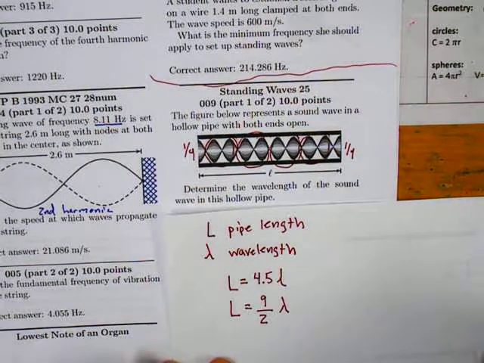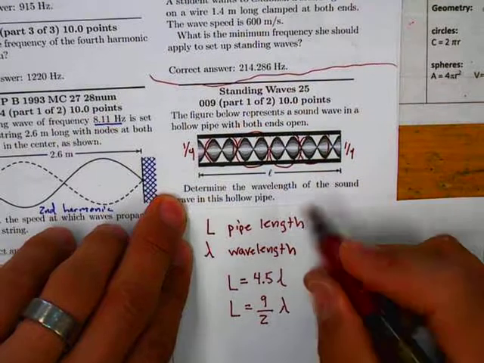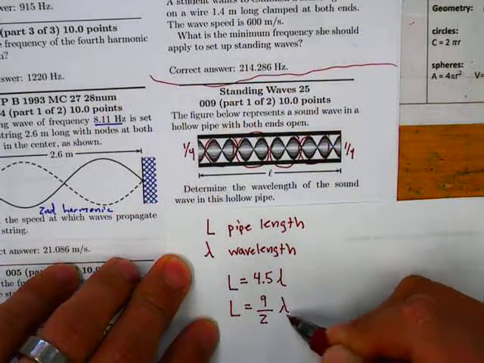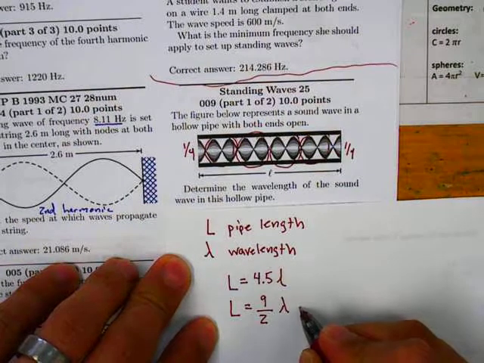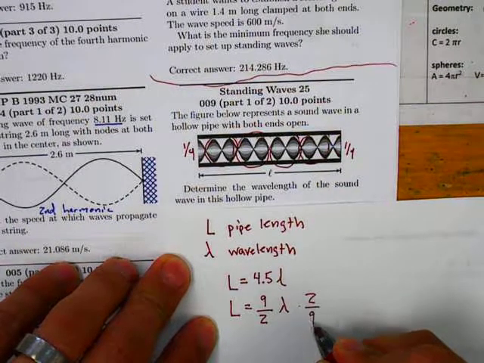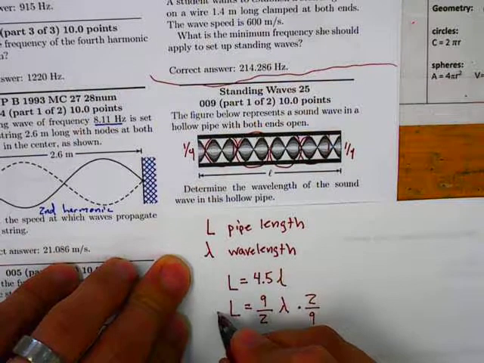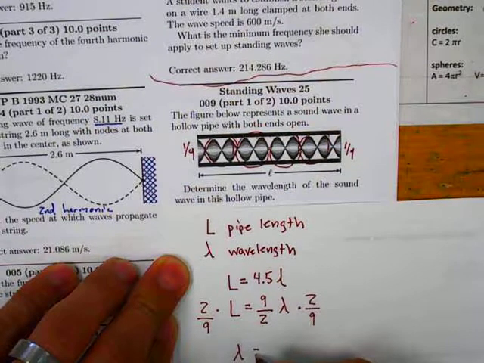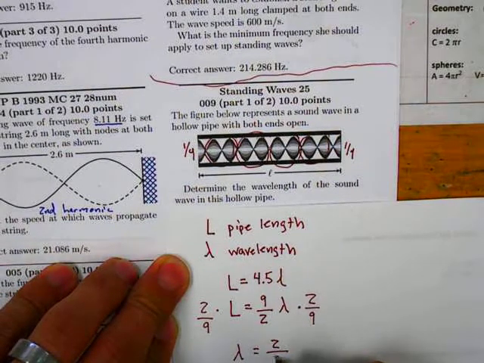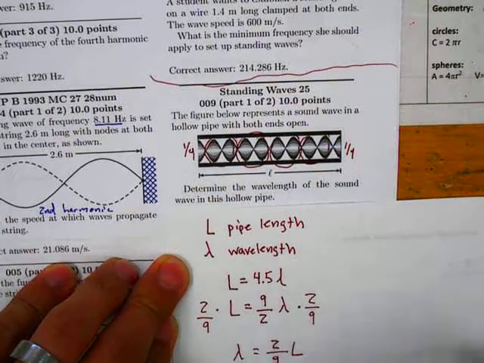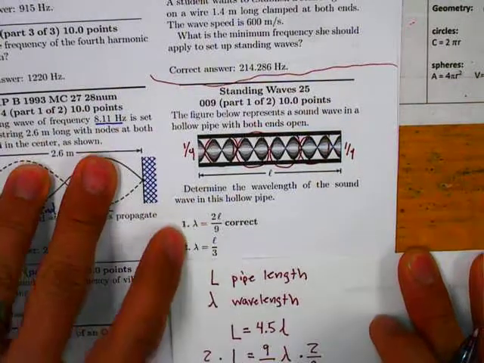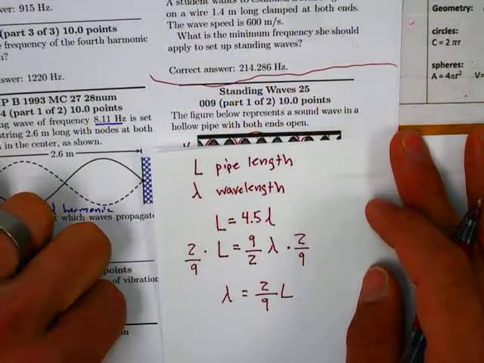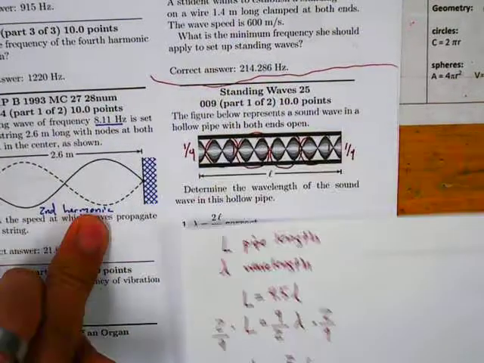All right, so we want to determine the wavelength. So basically I need to solve this for lambda. If I multiply each side by 2/9, I get lambda is equal to 2/9 times the pipe length. Okay, so let's look down here. 2/9 L would be the correct answer for mine. All right, you try it out for yours.